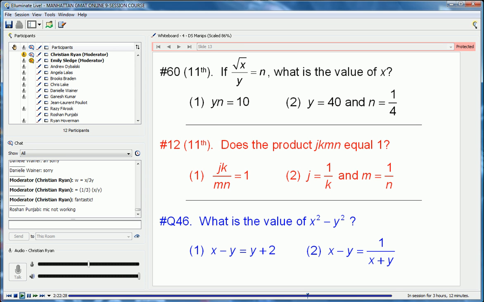Here you go. 3 problems. You got 4 minutes and 30 seconds. Go ahead and get started. I'll pop the timer up.